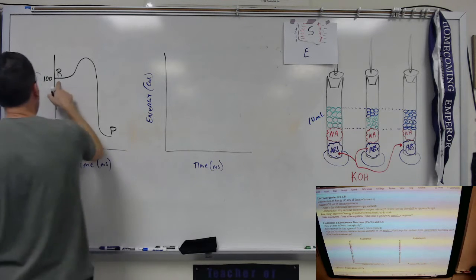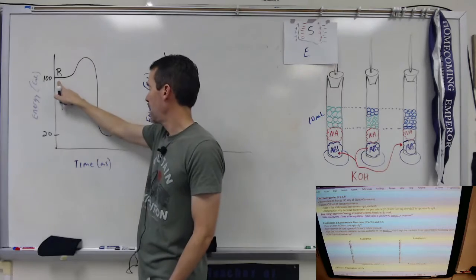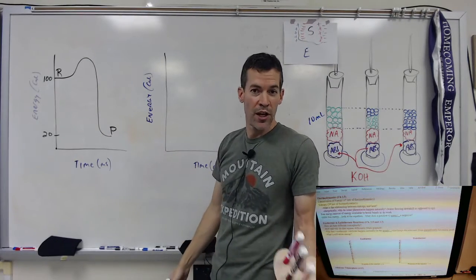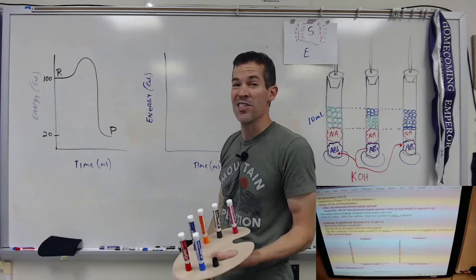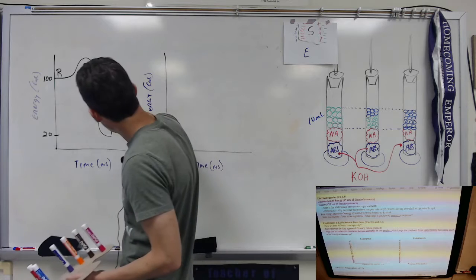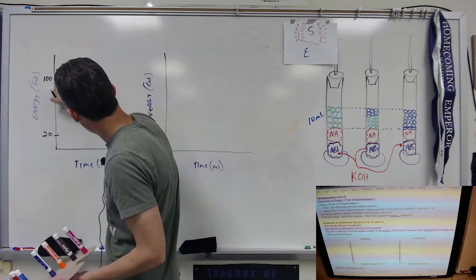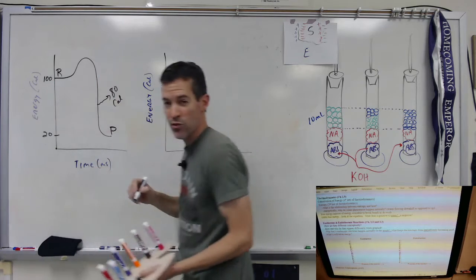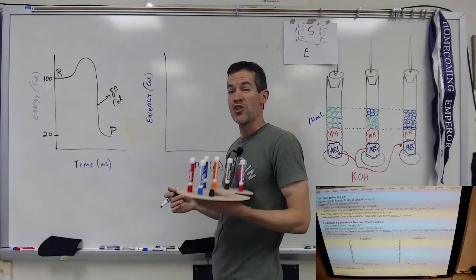So I started with 100 units of energy, and I ended later on with only 20. It's kind of like if I start the day with $100 and I end with only $20, then that means I gave up 80 units of energy, or I gave up $80. So by the time I go from the beginning to the end, I gave off 80 calories worth of energy. So energy exited.